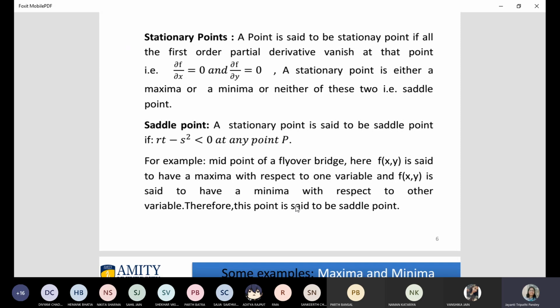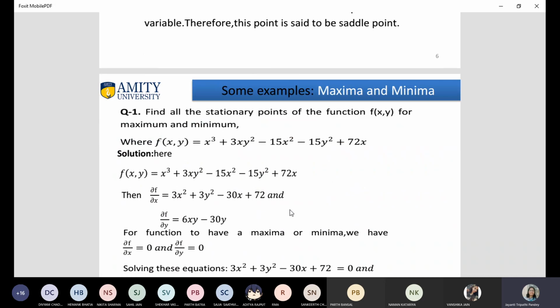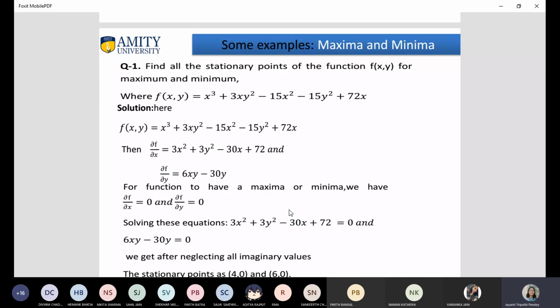They have given one example, but I want you to ponder more upon it. I will only focus on the mathematical aspect today. How do we calculate it? Okay. Now see this question. Find all the stationary points of the function f(x, y) for maximum and minimum. I want you to do it yourself. Though it is solved, still try and solve.